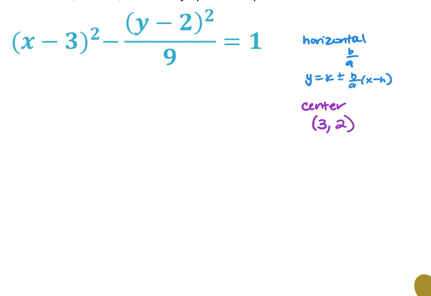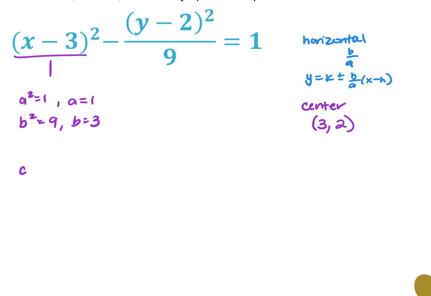What's missing from under the x? What should be there if there was a number visible? It would be a 1. Okay, so it's not that there's no a squared, right? It's just that a squared is 1. So a squared is 1, making a 1. B squared is 9, making b 3.